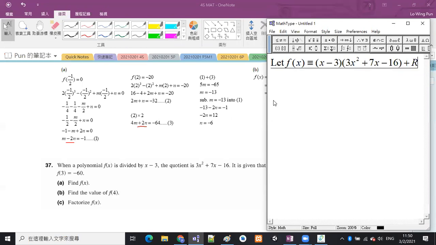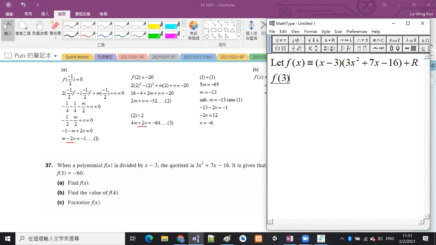So we have an unknown this time. We have an unknown r, an unknown to be found by using the given information. What is given is that f(3) is equal to -60. So we calculate f(3) ourselves.